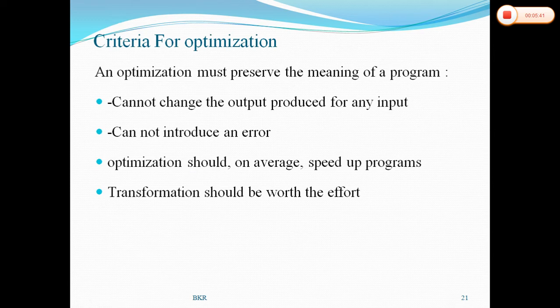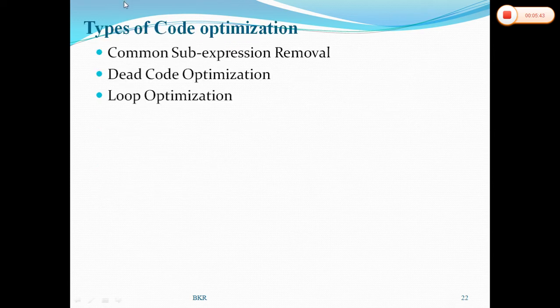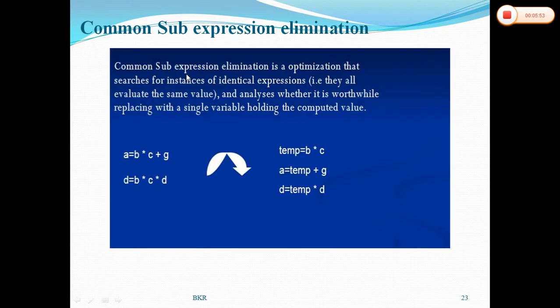Okay. We will discuss them one by one. First we have to know the types of code optimization. For example: dead code optimization, loop optimization, and common subexpression removal. What is common subexpression removal? See the program here. A is equal to B into C plus G, D is equal to B into C into D.